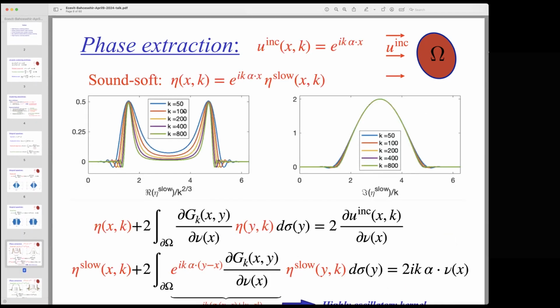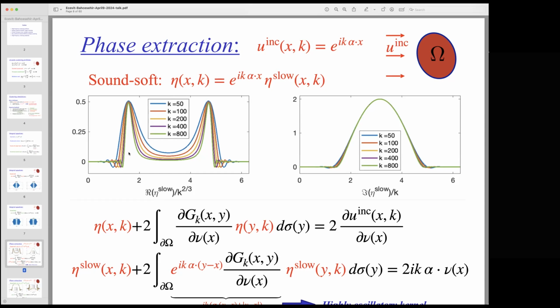So as I mentioned, I'm assuming that I have a plane wave incidence here. This is my plane wave incidence, u^inc, with direction alpha. And I'm going to extract the phase of the incident field in this representation: eta equals e^{ik alpha·x} times eta slow(x, k). And what is plotted in these figures are the real and imaginary parts of this slow density. It is called the amplitude, right? So this is quite in agreement with our physical intuition that the density generated on the boundary of the scatterer must oscillate similar to the incident field.